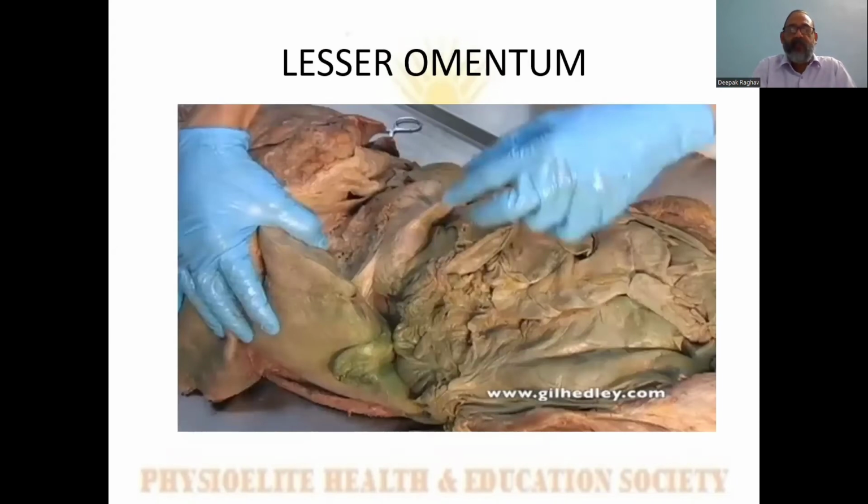So the next structure is the lesser omentum. The lesser omentum is the connecting fascia between the lesser curvature of the stomach and the liver. Here you can see this is the lesser omentum, the connecting link between the liver and stomach. This is known as the lesser curvature of the stomach, and this is known as the lesser omentum.